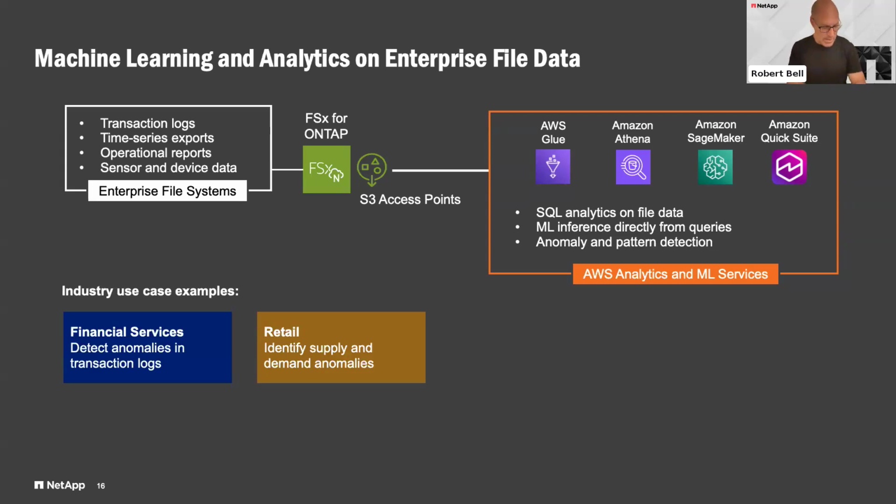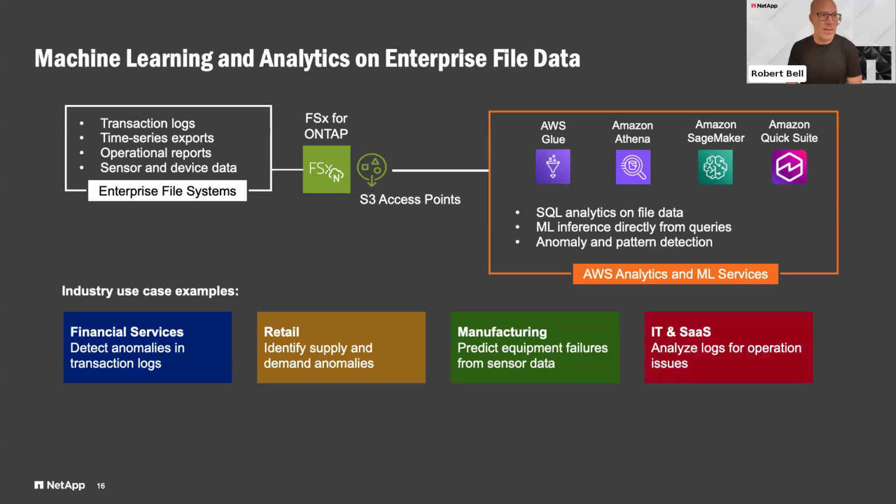And the same thing goes for retail. It's not necessarily customer transactions, but rather supply and demand. You want to detect anomalies in supply and demand so that you won't have issues. In manufacturing, it could be a way to predict, based on the normal models, when equipment is going to fail based on the sensor data. And in IT and software as a service, it's about finding operational issues by analyzing huge amounts of data. So this goes beyond just simple chatbots. This is really things that change how the organization can operate and make it much more efficient.